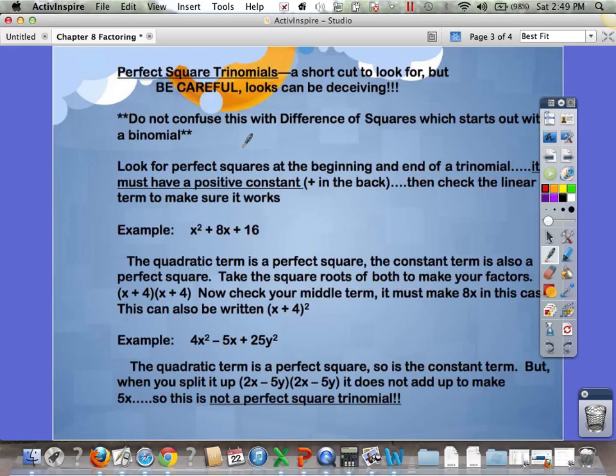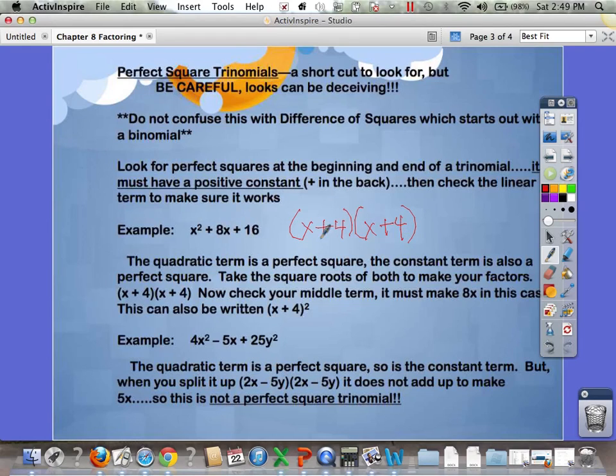All right, let's see. So we have x squared plus 8x plus 16. Is x squared perfect? Yes. Is 16 perfect? Yes. All right, so then if you split that up, you notice that we have a plus in the back, which means it's always the same sign. And you look in the front, it's going to be plus plus. If you split up this x, and you take the square root of 16.